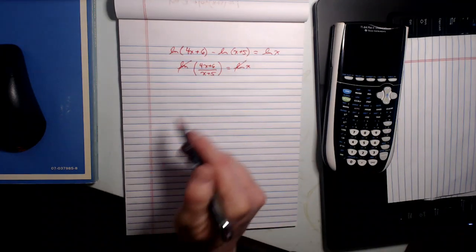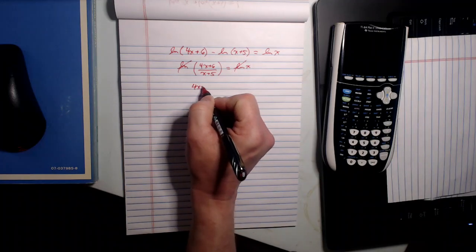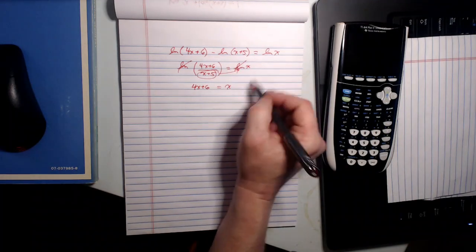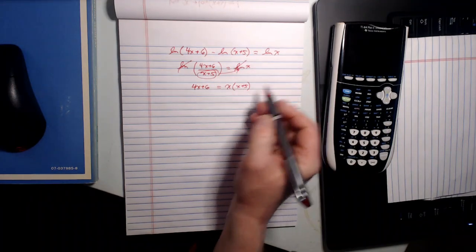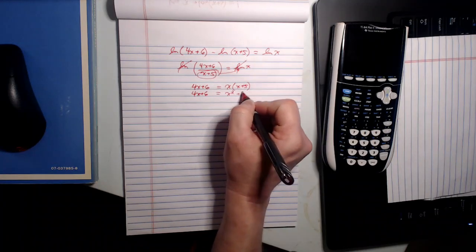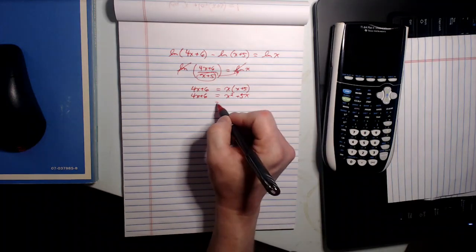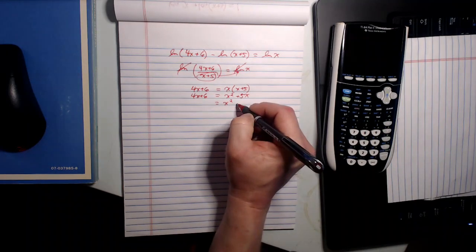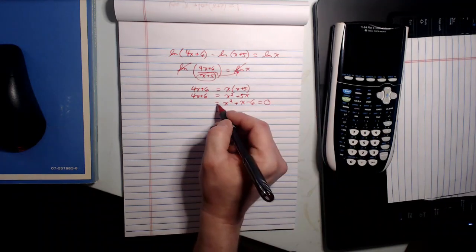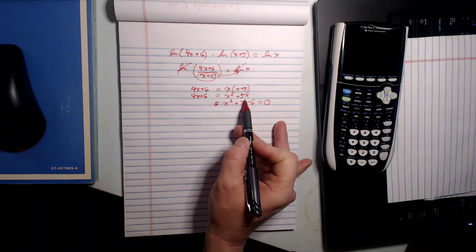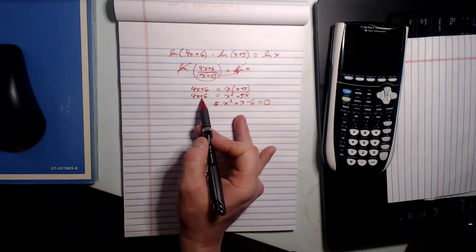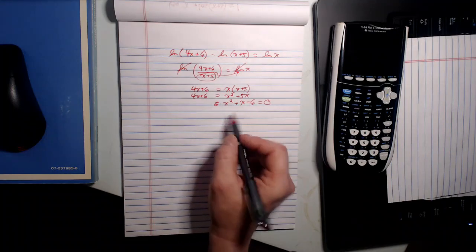Now we could do 4x plus 6 is equal to x times, I'm going to bring this guy up over here. That's going to be x plus 5. I'm going to get 4x plus 6 is equal to x squared plus 5x. Again, we're going to have a quadratic. I'm going to get x squared plus x minus 6 equals 0. I'm bringing my minus 4x. 5x minus 4x gives me positive x. Subtracting 6 from both sides, get a minus 6 over here.